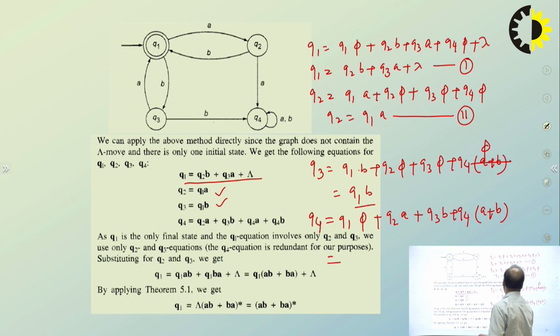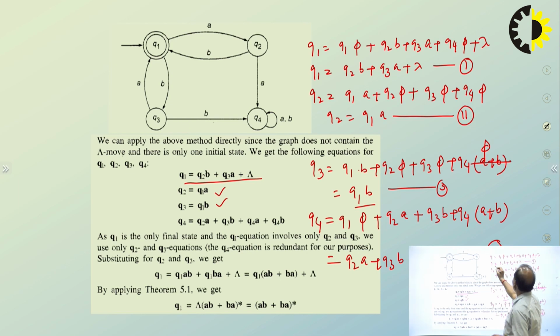So this Q1 will be Q2A plus Q3B plus Q4 A plus B. This is equation number 4, this is equation number 3, this is 2, this is 1, right? Now it is time to solve the equations. After writing all these equations, we know that only Q1 is the final state, so we need to solve only Q1.